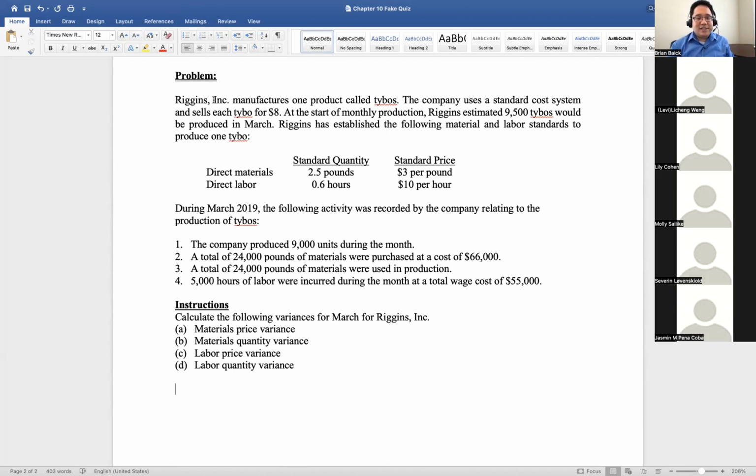It says, Riggins Inc. manufactures one product called Tybos. The company uses a standard cost system and sells each Tybo for $8. At the start of monthly production, Riggins estimated 9,500 Tybos would be produced in March. That's what they think is going to happen, right? Riggins established the following material and labor standards to produce one Tybo. So these are standard information, like standard price, standard quantity, that type of stuff.